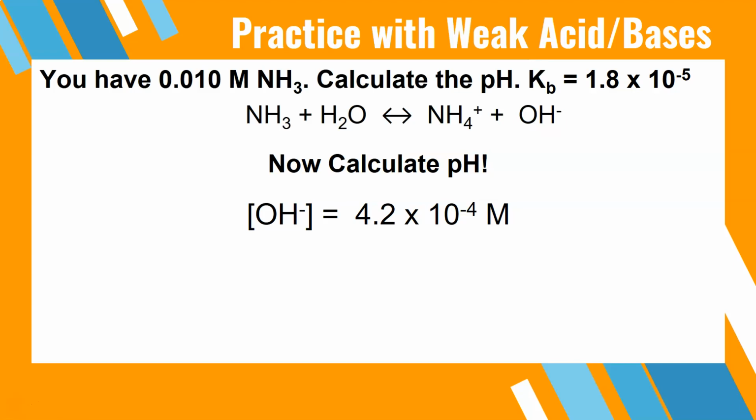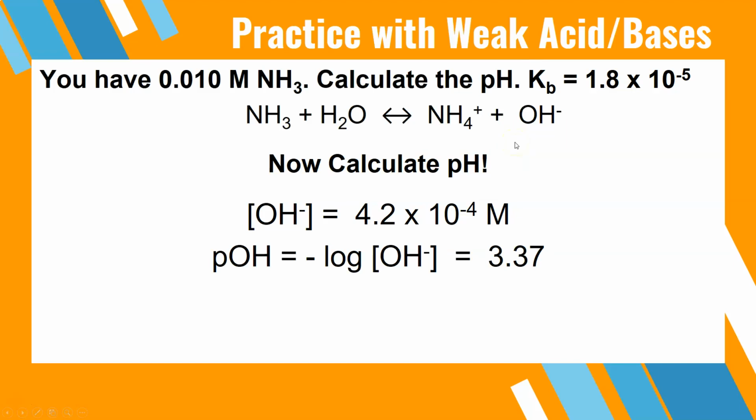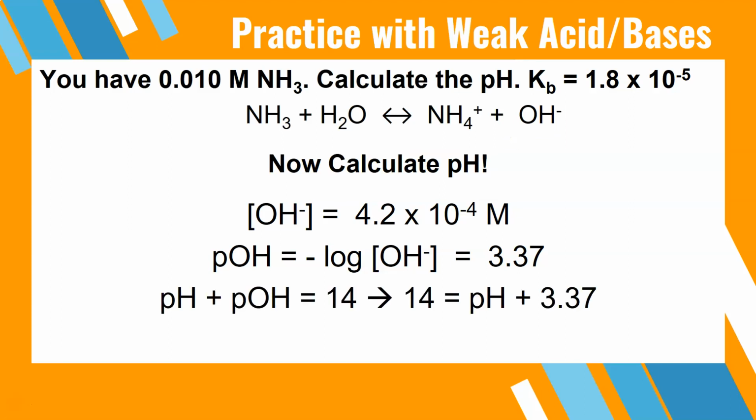So, depending on what route you like to take on your little pH square, right, you can go different directions. I personally like to find the pOH, and then I like to use the fact that pH plus pOH is 14. So I just rearrange and I solve for my pH. And I can see it is basic, isn't it? Which makes sense.